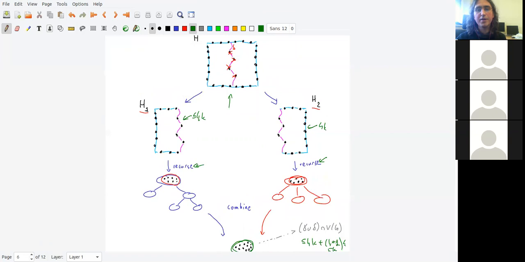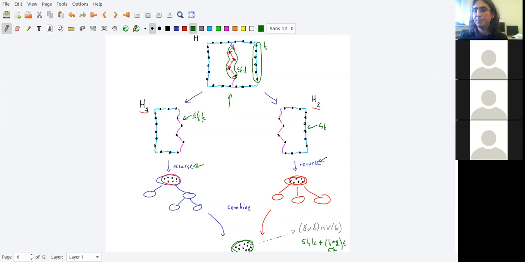In H1, observe that I've lost all the vertices from the east. Here are k vertices from the east that are not present at all in H1. I replaced them with vertices of delta. So still, because I lost all those vertices and gained at most k minus one new vertices, I actually have that the boundary of H1 is still bounded by 4k. And the same for H2.